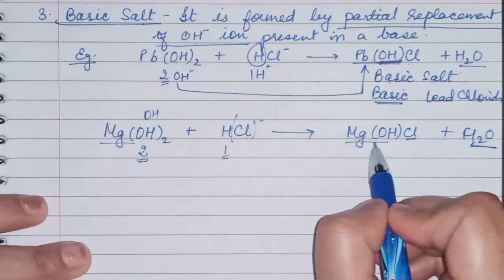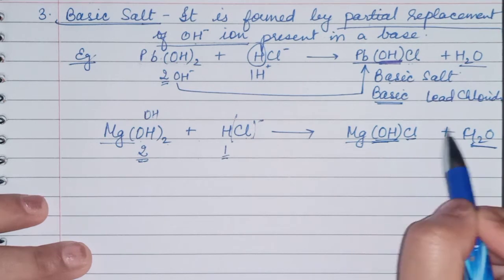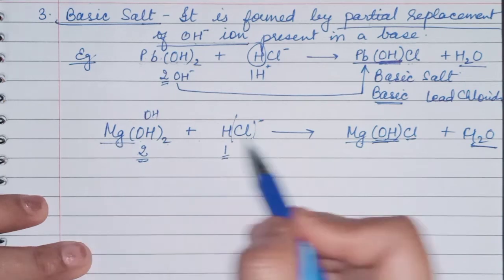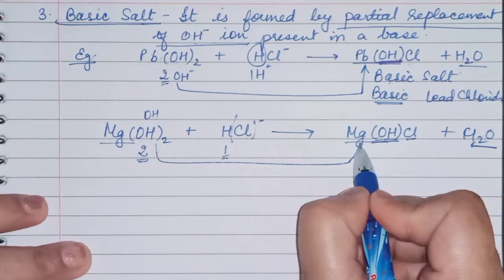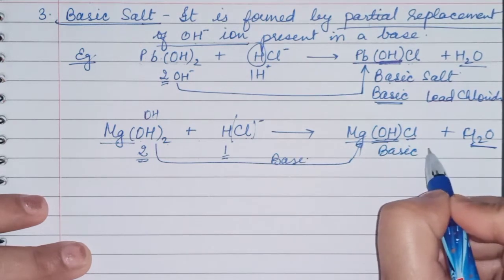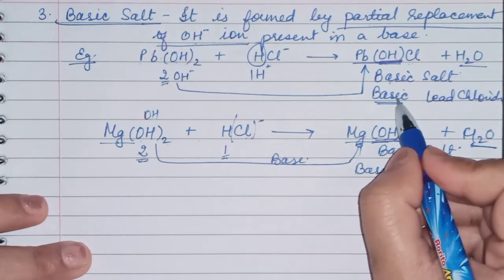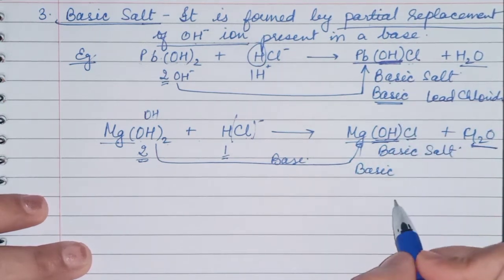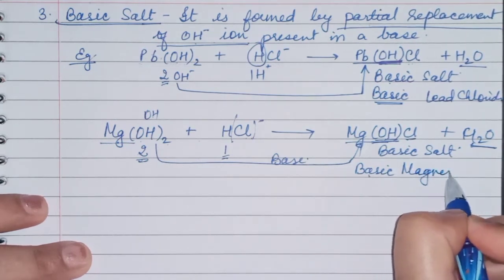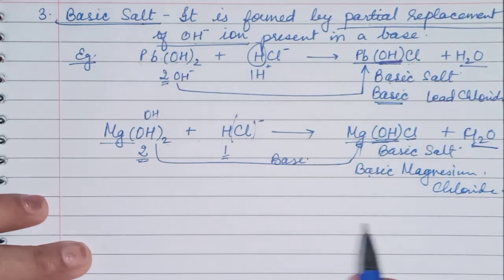MgOHCl. Again, in this example, wherever OH is present, you can say it is a basic salt. Why is it basic? Because this OH is coming from a base. That's why it is a basic salt, and for the name, you have to add the prefix to the salt name. So basic you will write first, then magnesium chloride. Okay, clear to you all? I hope it is clear.